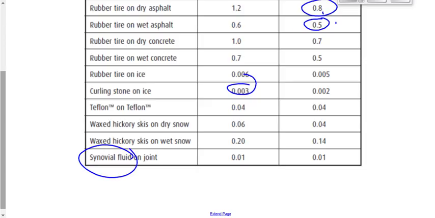Anybody know what synovial fluid is? Yeah, it's what's in between your joints, exactly. Look at the coefficient of friction of synovial fluid on a joint. It's very, very low. That's a good thing, because if it wasn't very, very low, what's going to happen? You bend your elbow, and what's going to creak? You're going to hear this. You're going to feel this friction acting between your joints, which is not going to be very comfortable. That's arthritis, yeah.